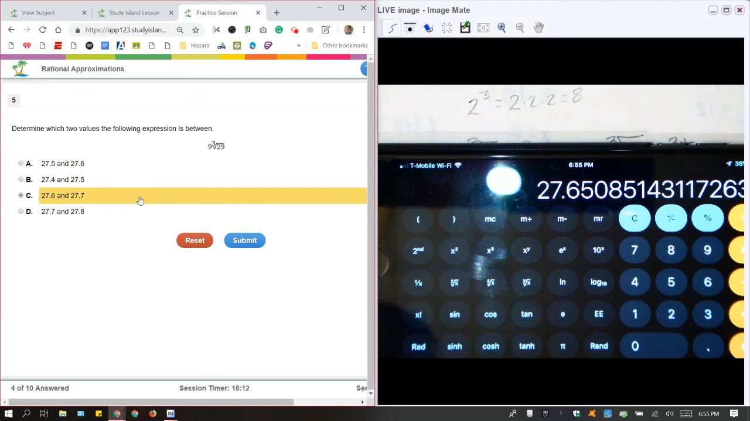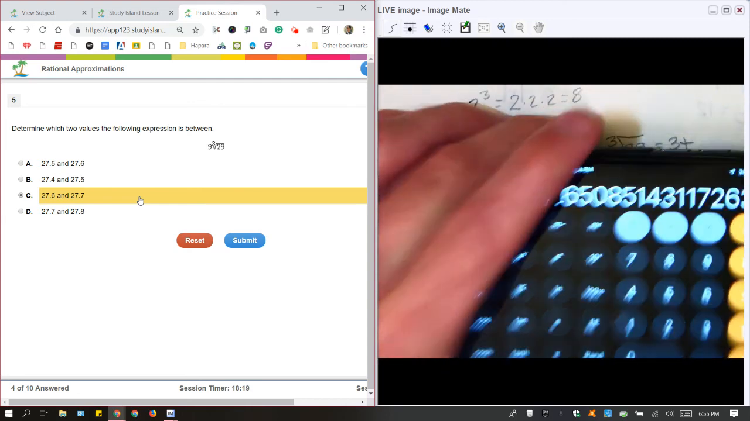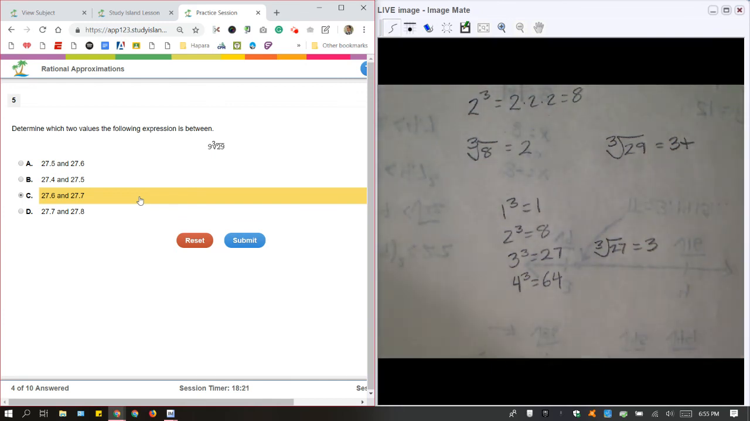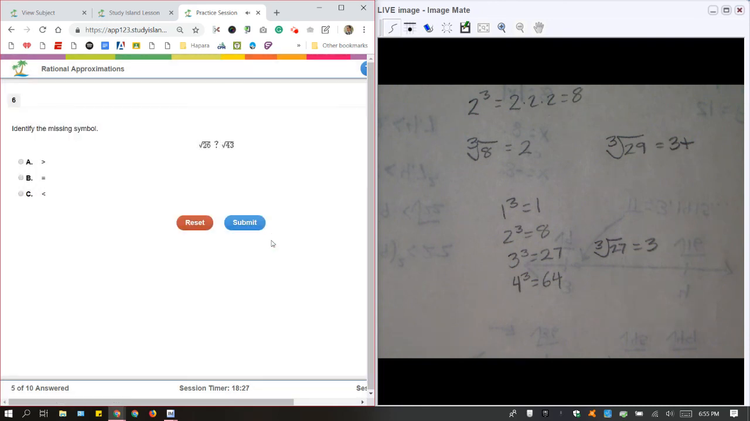And if we were going to try and multiply that out, we could multiply our guesses, divide, and we would be able to get the same thing. But in all honesty, nobody really needs to do that. You just kind of have to understand the concept at this point. So moving on. Identify the missing symbol. Well, we have the square root of 26 and the square root of 43. 26 is less than 43, so the square root of 26 is less than the square root of 43. Hopefully that one doesn't require too much explanation.